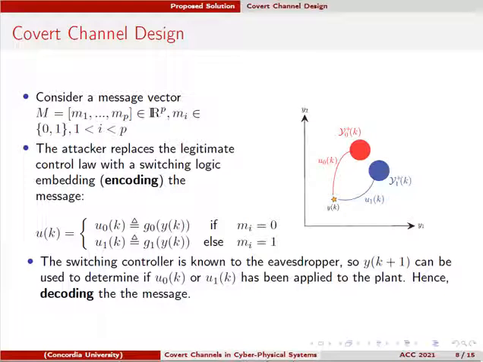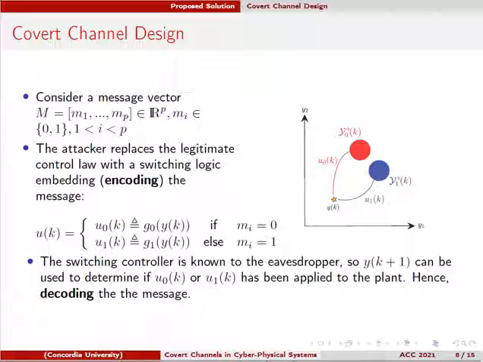The intuition of this covert channel design is based on the attacker's knowledge about the plant model and his ability to arbitrarily change the control logic. So considering a message vector M that consists of binary pieces of information equal to 0 or 1, the attacker replaces the legitimate control law with a switching logic, enabling him to encode the message on top of the input signal UK. If the bit of information being sent is equal to 0, the sender would send U0K to the plant, and if the bit of information equals 1, U1K would be sent to the plant instead.